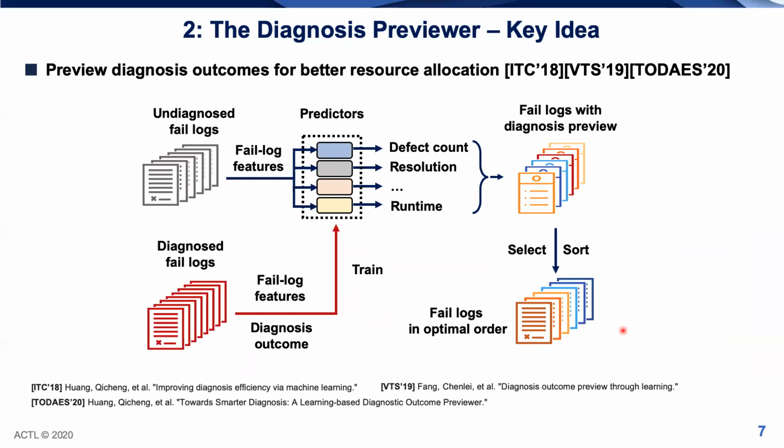In the second project, we combined several individual ML models into a comprehensive previewer, which works like this. First, from a set of diagnosed fail logs, we extract some features as well as the corresponding diagnosis outcome to train several predictors. They work independently to predict different aspects of diagnosis outcome. Once the prediction models are trained, they can be applied to undiagnosed fail logs so that each fail log can have a profile indicating the predicted diagnosis outcomes. Then practitioners can select and sort the fail logs according to their needs so that the most promising diagnosis can be executed first to best utilize limited resources.